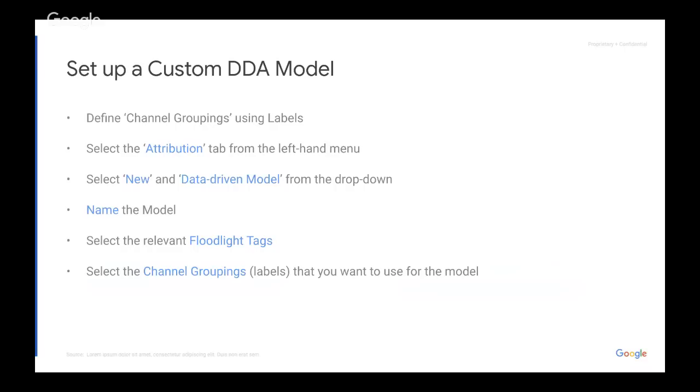Once you actually have set up your channel groupings or your labels, you then go into the attribution tab, go through the process. You'll select new data-driven attribution. You'll name your model. Then you'll select the relevant floodlight tag or tags. And once you've done that, you'll be given the option to select the labels, which then become the channel grouping. So you'll select brand and generic, and you'll then go and click save.